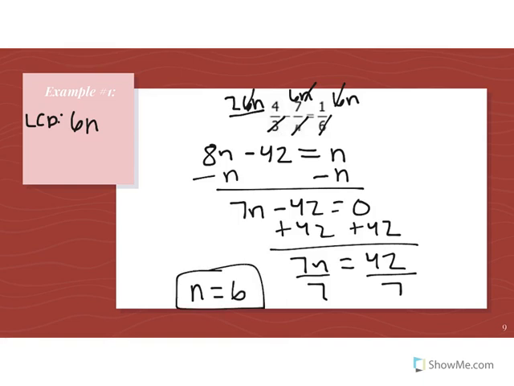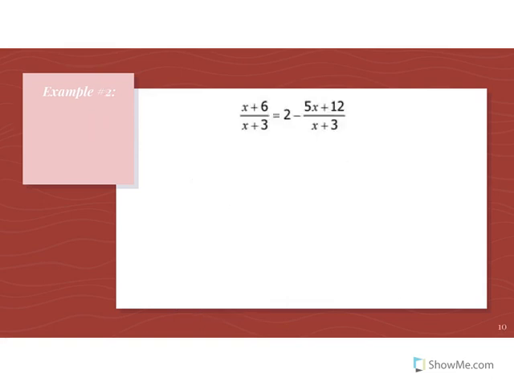Okay, so we just need to double check again that this n can go into the denominator of any of our fractions, and it won't get us 0. The only n that we have to actually plug that into is right there, and our n equals 6. Therefore, our denominator does not equal 0. So n equals 6 is our final solution.